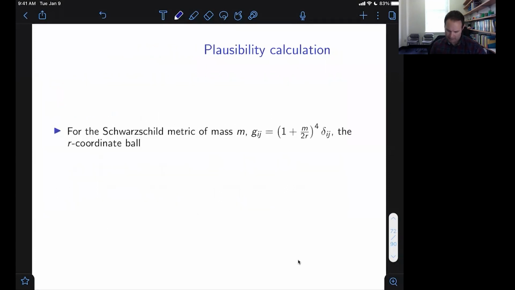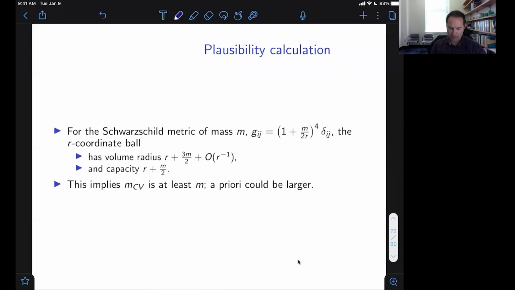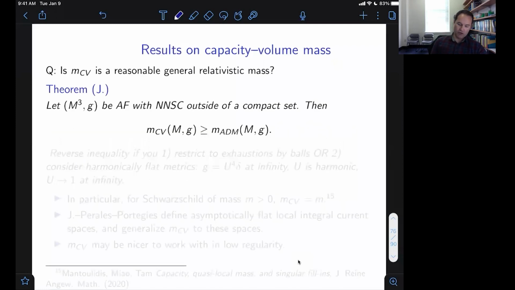Let's see, maybe I'll skip through this. These are just some calculations you can do to test that you seem to get the right value in Schwarzschild. If you calculate the volume radius and the capacity, you can see that they're different. They both involve a radial term, but the difference cancels the radial term and you get 3m over 2 minus m over 2. So you can kind of see you're picking out a mass term from that. You want to know, though, that it gives a correct value in Schwarzschild and other cases. So there are results in these directions to show this is a reasonable general relativistic mass.